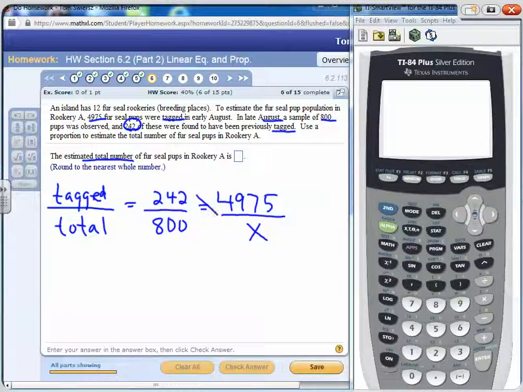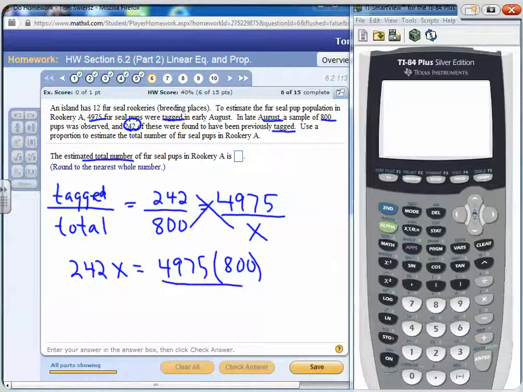So once we set up, we can cross multiply and get 242x is equal to 4,975 times 800. The cross products are equal. And then simply divide both sides by 242 to cancel. And so that way we'll get x equals, and we'll use our calculator to do 4,975 times 800 divided by 242. Okay, so we'll do that on our calculator.